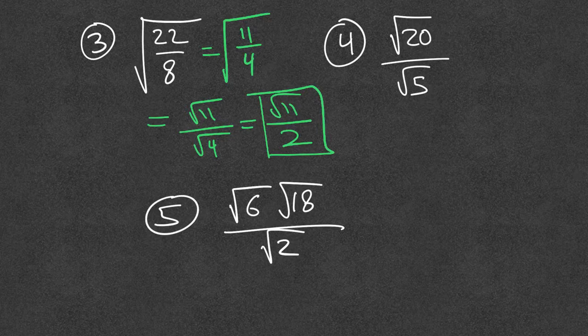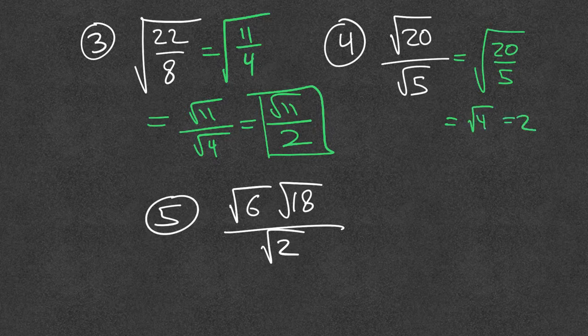Now 4 and 5 are actually doing the property in reverse. All right, so square root of 20 over square root of 5, neither of those are perfect squares. But what I can do is turn this into square root of 20 over 5, and if I do 20 divided by 5, I get 4. So square root of 4, which is 2.